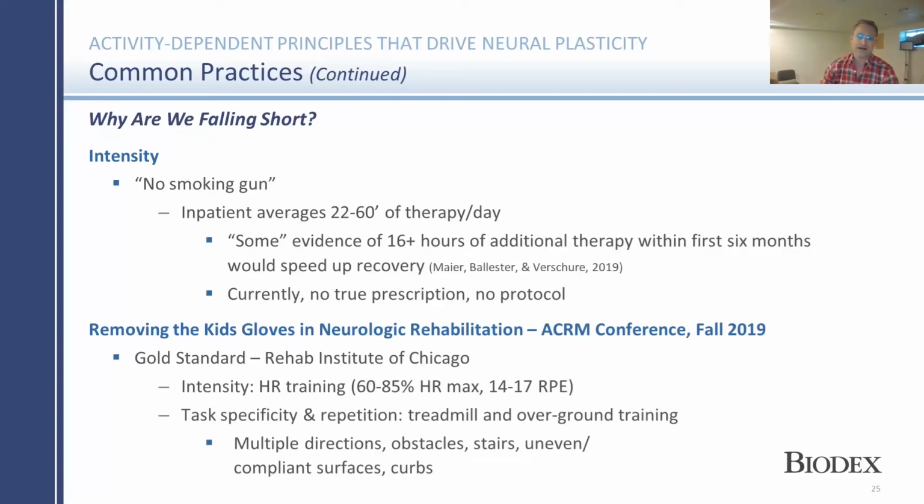So this is where we come back to the gold standard, the Rehab Institute of Chicago, now known as Ability Lab. They're using intensity and heart rate training, training people at 60 to 85% of their heart rate max, 14 to 17 on the RPE, the perceived exertion. Their task specificity, repetition, treadmill and overground training, multiple directions, obstacles, stairs, uneven compliant surfaces, curbs. They're really challenging the patients.